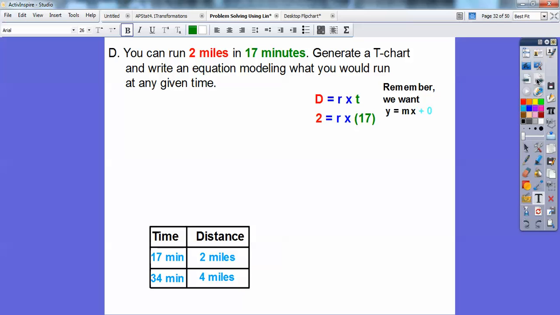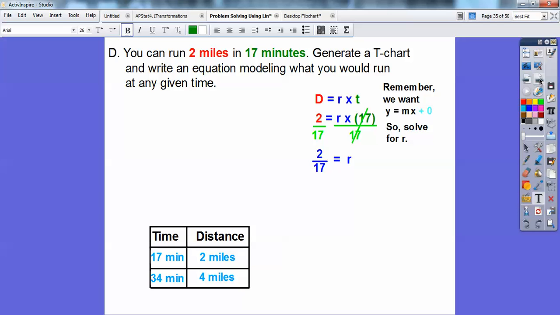So remember, we want the equation to graph this thing. We want the equation y equals mx plus b because it says write an equation for this. So we want y equals mx plus b, or d equals rt. Remember that? So what we're going to do is solve for r. Let's get r all by itself, and that's going to be my m right there. So I need to get rid of that 17. We're going to divide both sides by 17, and then r equals 2 seventeenths.